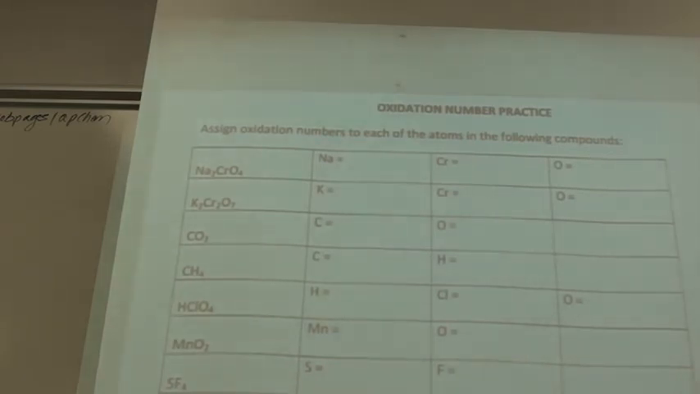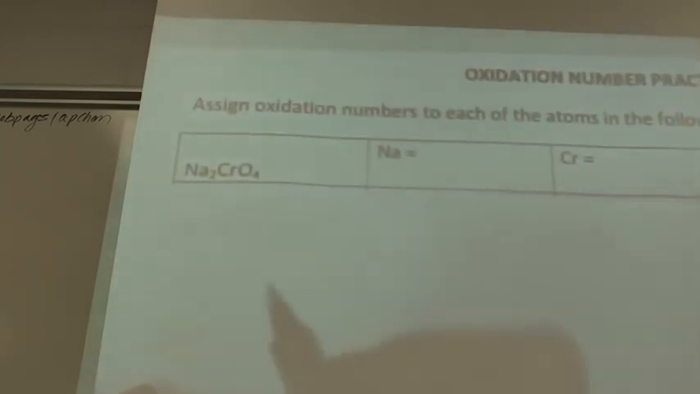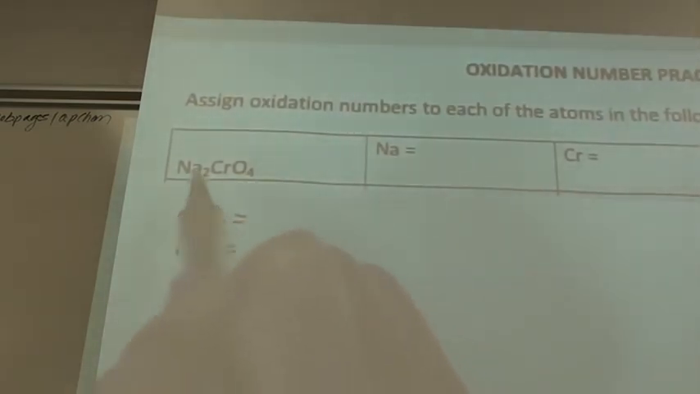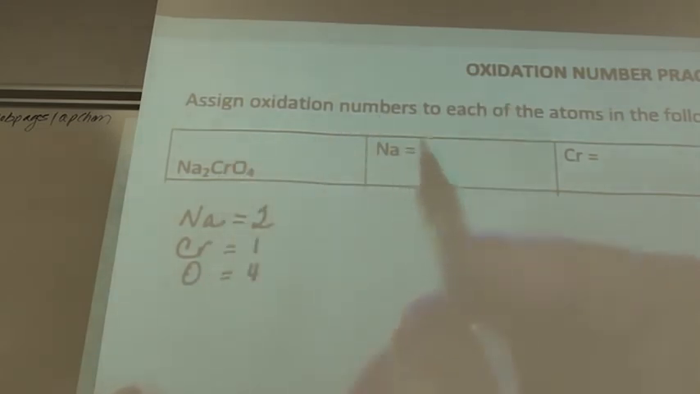This is sodium chromate. I'm going to do my algebra method. I'm going to list my atoms. I see a sodium, a chromium, and an oxygen. Now I'm going to count them. I see 2 sodiums, 1 chromium, and 4 oxygens. Is this a charged molecule? No. So I do know that the whole thing is going to add up to be 0.